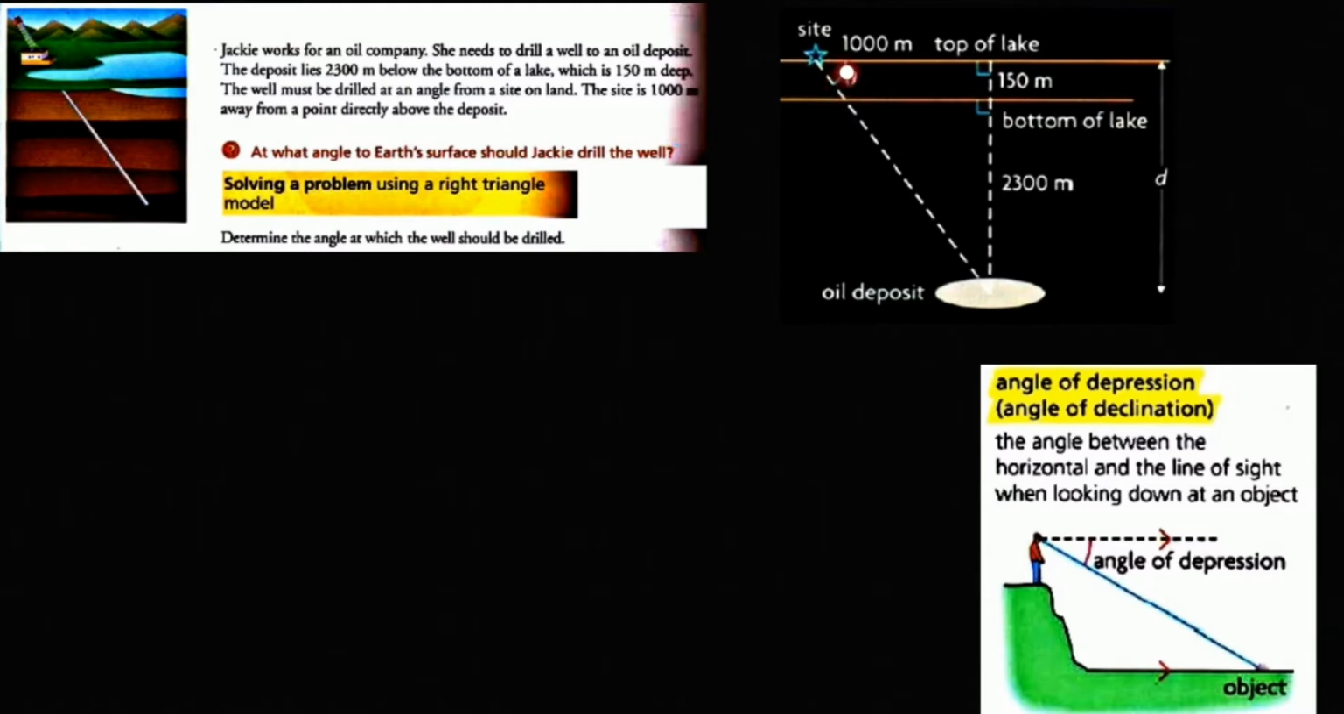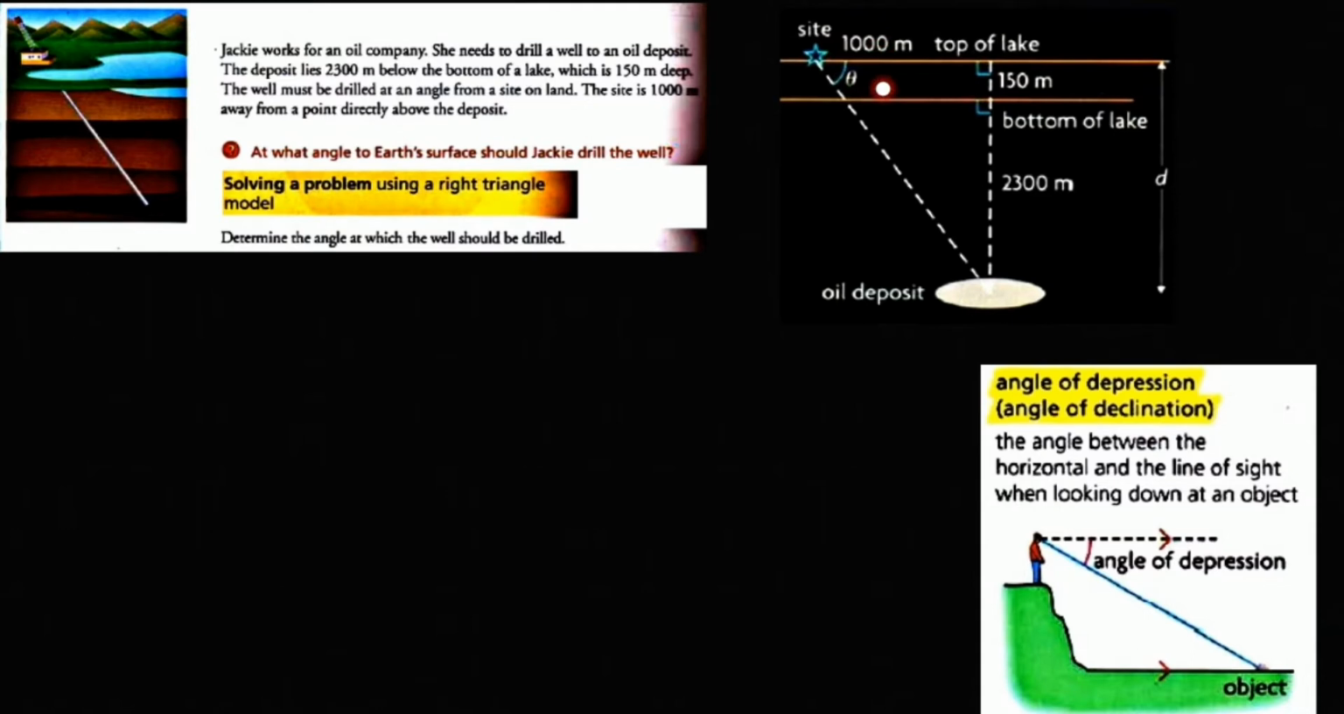So this angle theta is the angle of depression, also called the angle of declination. The angle between the horizontal line and the line of sight when looking down at an object is called the angle of depression. So we need to determine this angle, right? Let's look at this right triangle. This is the opposite side to the angle theta, and this is the adjacent side, 1,000 meters.